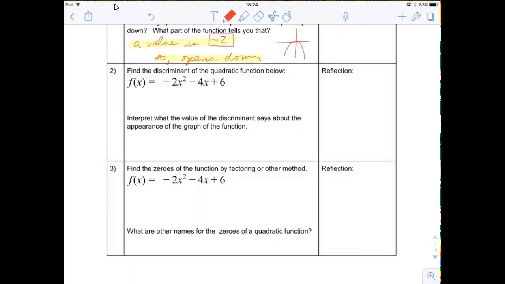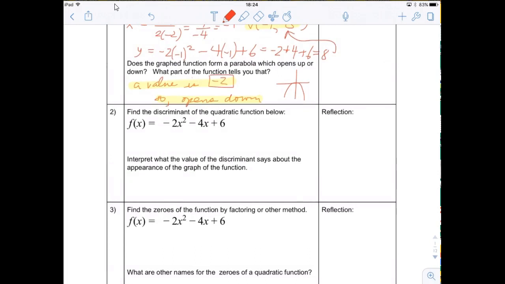Number 2. Find the discriminant of the quadratic function below. It's the same quadratic function, but this time they're asking for the discriminant. You should have in your formula sheet that the discriminant is equal to b squared minus 4ac. Here we can identify a, which is negative 2, b, which is negative 4, and c, which is 6. So b squared minus 4ac would be negative 4 squared, which is 16, minus 4 times negative 2 times positive 6. That would be 16 plus 48, which is 64. So our discriminant is positive 64.